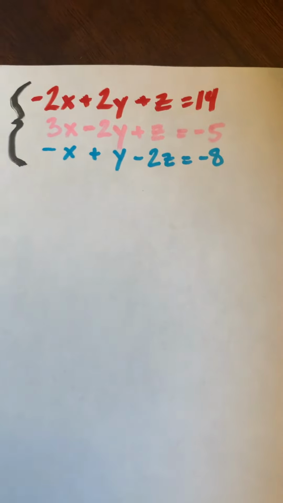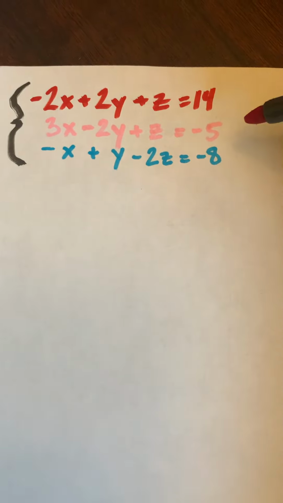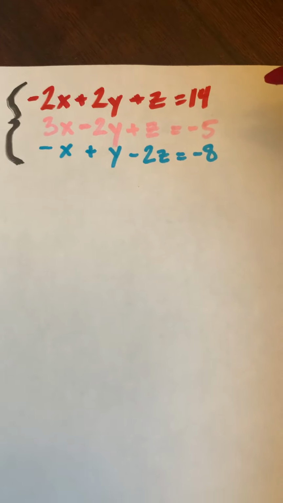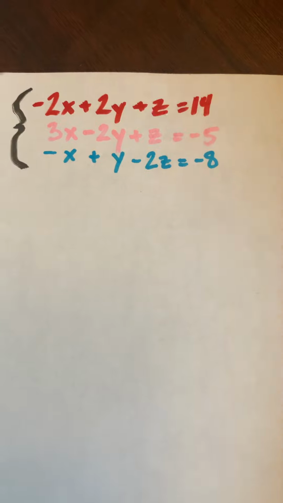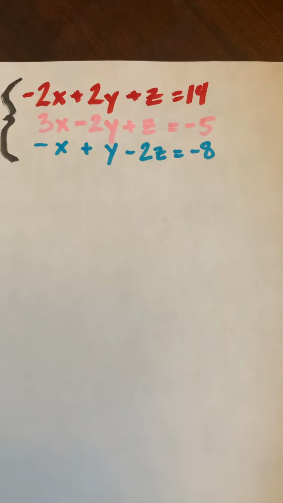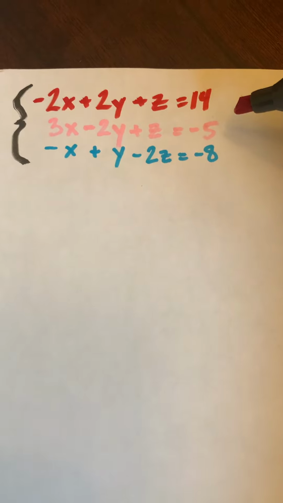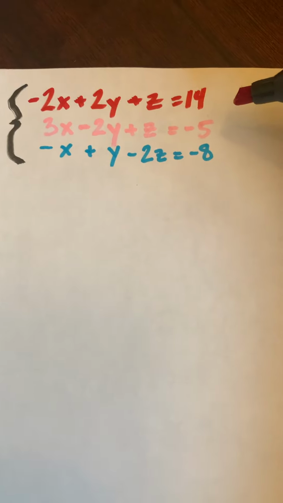So here we have a system of 3 equations and 3 variables. And in order to solve that, we are going to work on creating fewer and fewer variables. So the first thing we have to do is pick 2 equations and eliminate one of the variables.